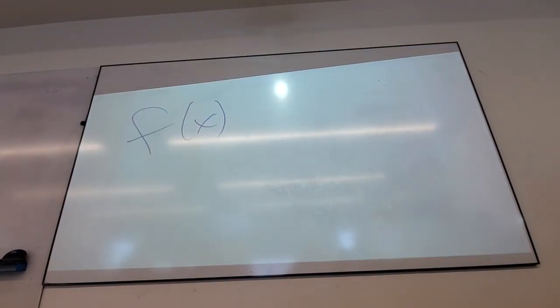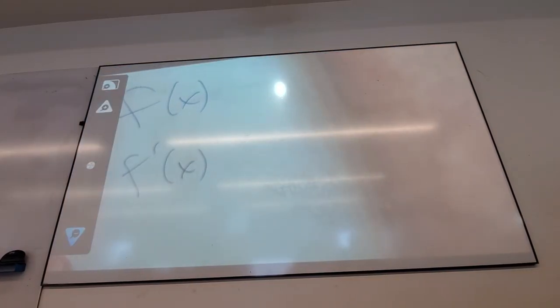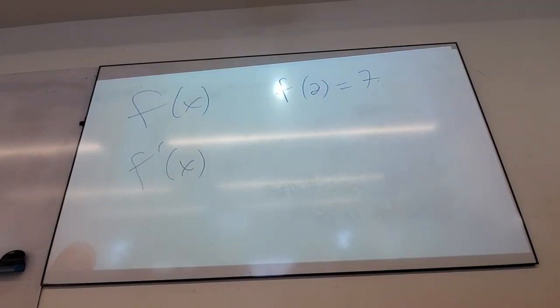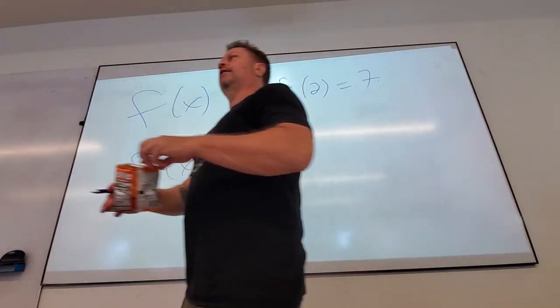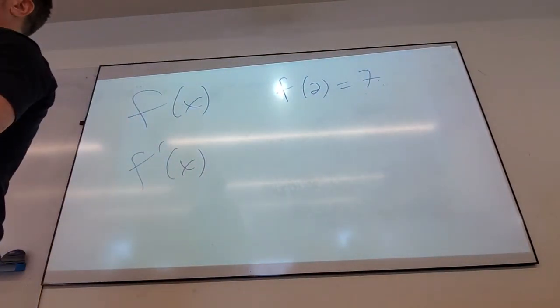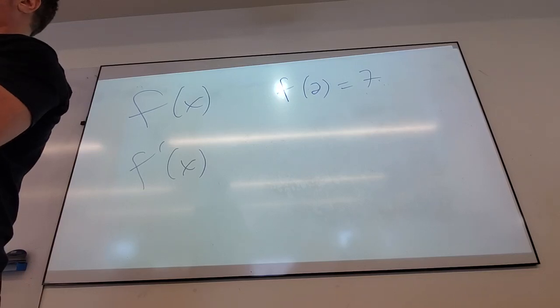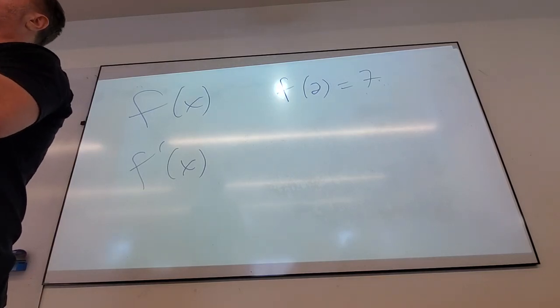If I am given a function and I find f prime, if I plug a 2 into f and I get 7 out, what does that mean? Yep. Plug a 2 into f and I get a 7 out. What does that mean? Yeah, so f goes through what point? (2, 7). Because for an input of 2, the output is 7.